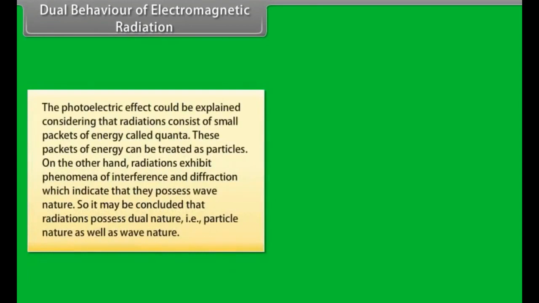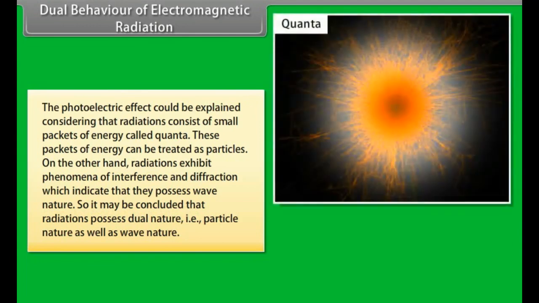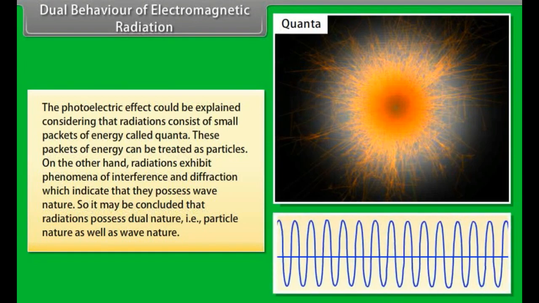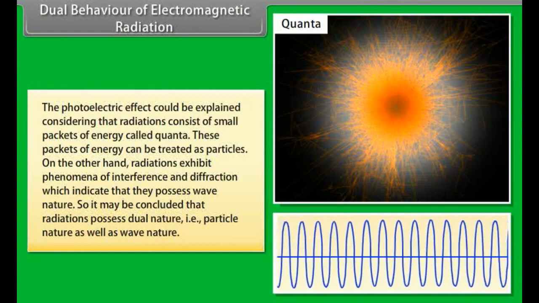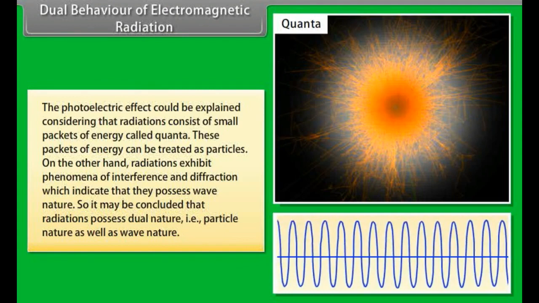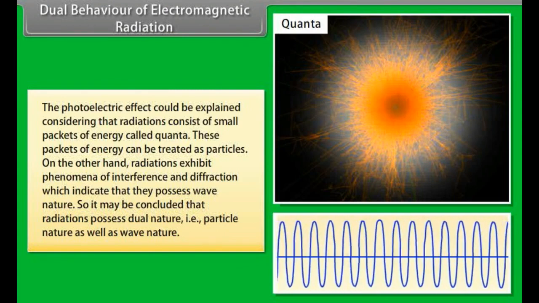Dual behavior of electromagnetic radiation. The photoelectric effect could be explained considering that radiations consist of small packets of energy called quanta. These packets of energy can be treated as particles. On the other hand, radiations exhibit phenomena of interference and diffraction, which indicates that they possess wave nature. So it may be concluded that radiations possess dual nature, that is, particle nature as well as wave nature.